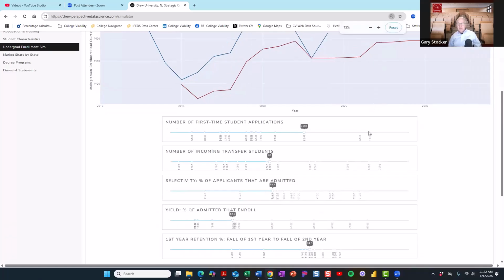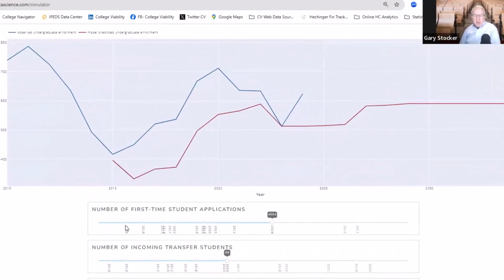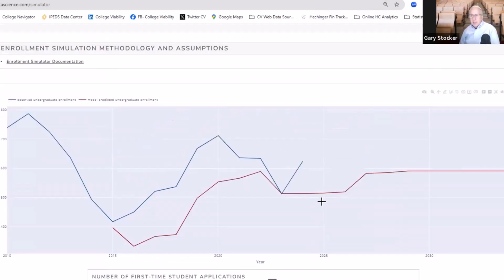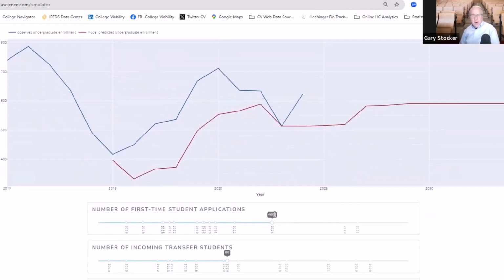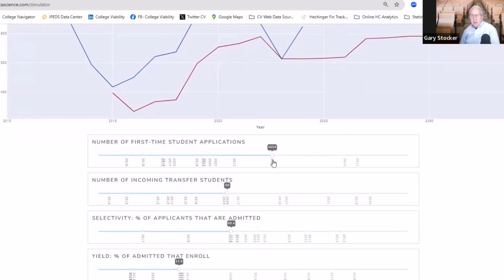Zoom out just a little bit here. So the number of first-time applicants, this is all the years in the data point. This is the most recent year. And based on all these data points, this is what the enrollment simulator will show for this college in the upcoming years. We can see 4,600 first-time student applications.